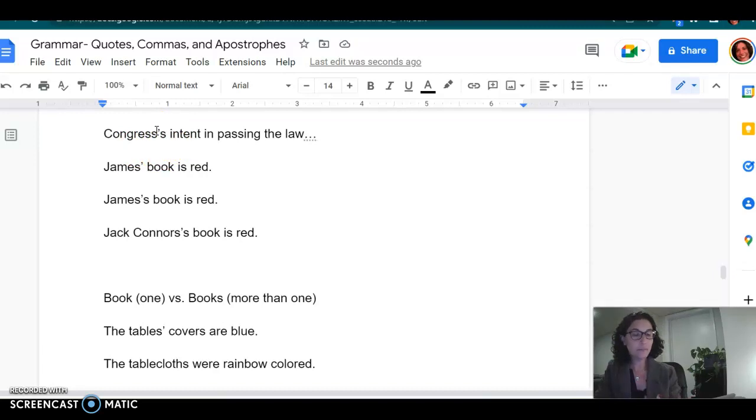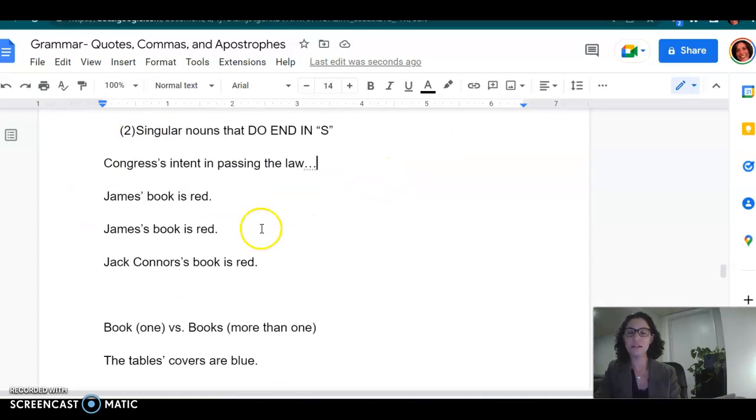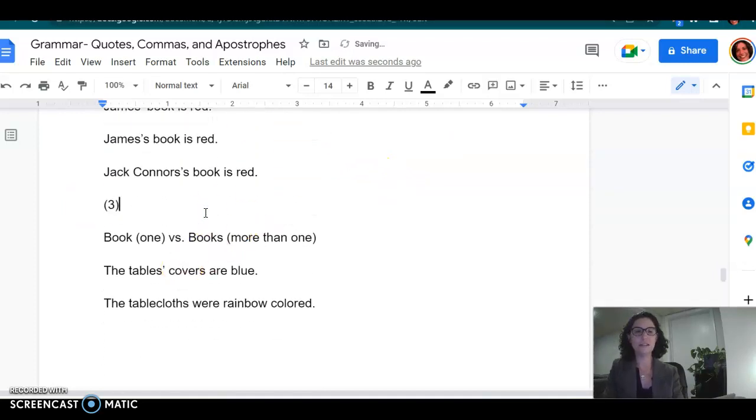Now, we can complicate this a little bit more by now taking nouns that are plural. So remember, here it was singular nouns that do not end in S, singular nouns that do end in S, and then number 3 is plural nouns, meaning more than one. And in the English language, most of the time to show plural, to show more than one, we add an S at the end.